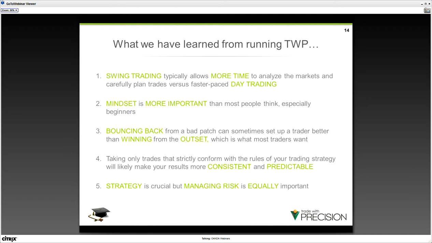The bad patch can really help a trader to respect the markets and consider the risks of trading prior to entering a trade. So risk before profits is the mindset that you want to have. When you're considering a trade, make sure that it conforms to your defined rules and your trading strategy. This will make your results more consistent and predictable over the long term. The strategies are crucial to our success as traders, but you have to have a focus on risk management in order to survive the markets long term.